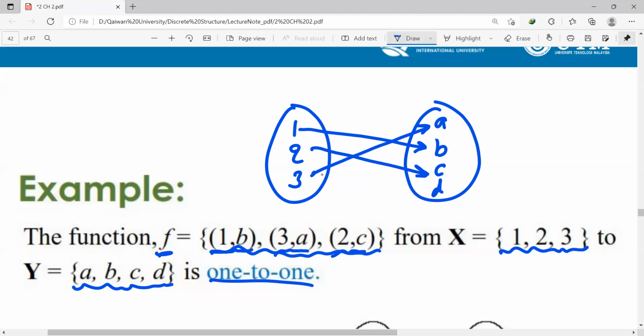Yeah, it's a function. Look, the relation must be a function, then we talk about one-to-one. Okay? If it's not a function, we cannot talk about one-to-one. It's okay if we have extra elements in the codomain. We said if there is an element in the domain which has no image, it is not a function.